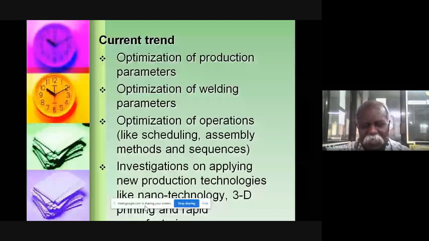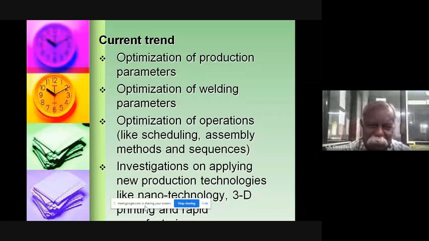Then again, optimization of operations. Okay, for example, if we take the case of scheduling. In a company, 10 models of the products are required to be produced, and they take up 25 transfer lines, and there are various combinations through which the operations can be achieved, and the researchers, okay, have to find out a method by means of which the best schedule is obtained so that cost is reduced and also the time of manufacturing activities is reduced. The outcomes are required to be produced.